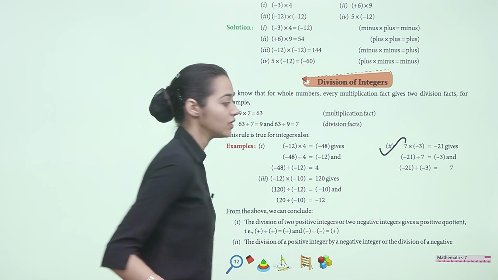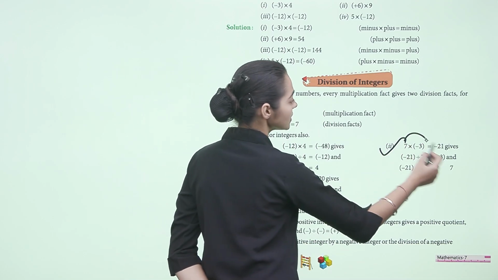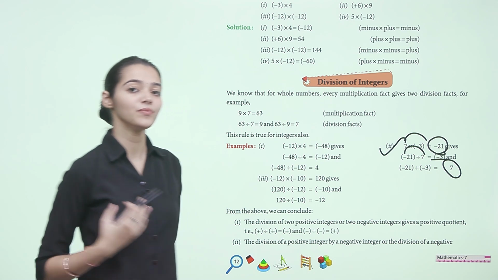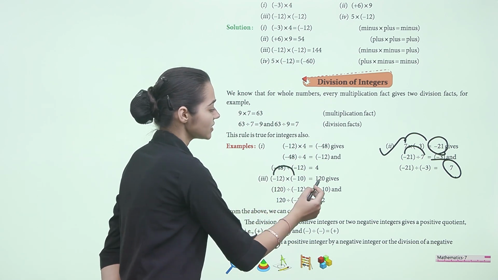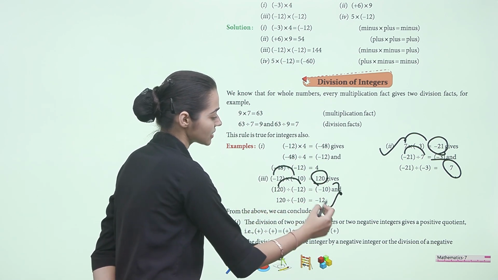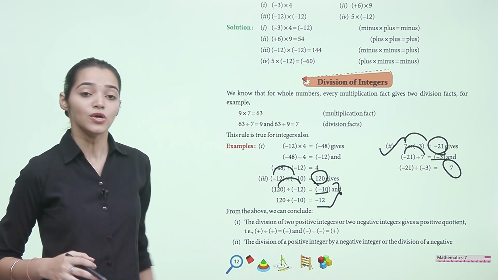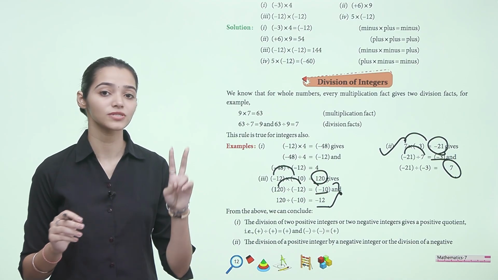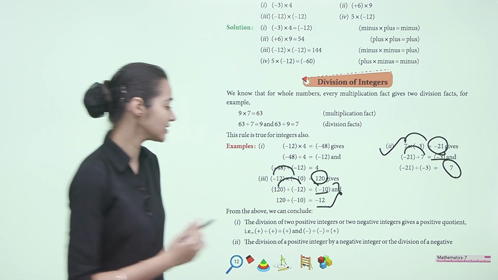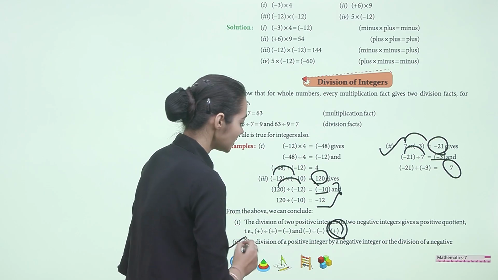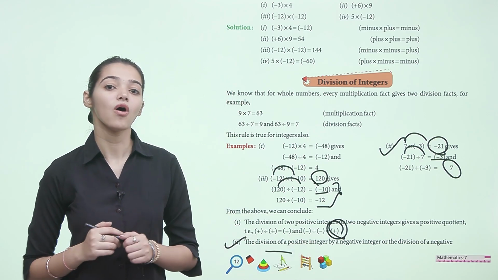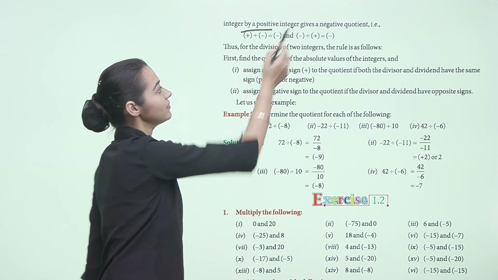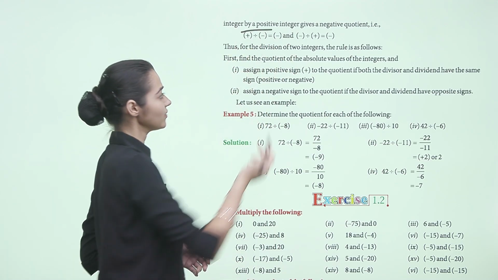Now in the second example, we have 7 into minus 3 is minus 21. When we divide it by 7, we get minus 3, and by minus 3 we get 7. These are our multiplication facts. So the division fact here is 120 and the multiplication facts are minus 10 and minus 12. So from the above examples, what have we concluded? We have concluded that the division of two positive integers or two negative integers always gives a positive quotient, but the division of a positive and a negative integer gives a negative quotient.